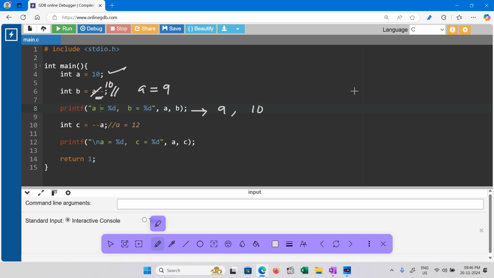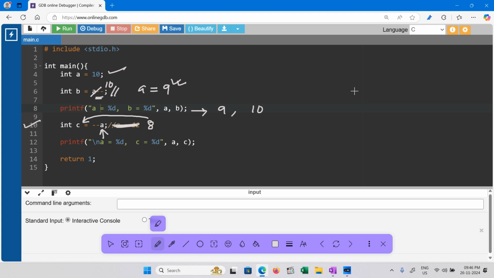Okay, let's move further to line number 10. Here I have taken C equal to minus minus A. So what is the present value of A? Present value of A is 9. So it will further decrement A by 1. So now this new value will be assigned to C.